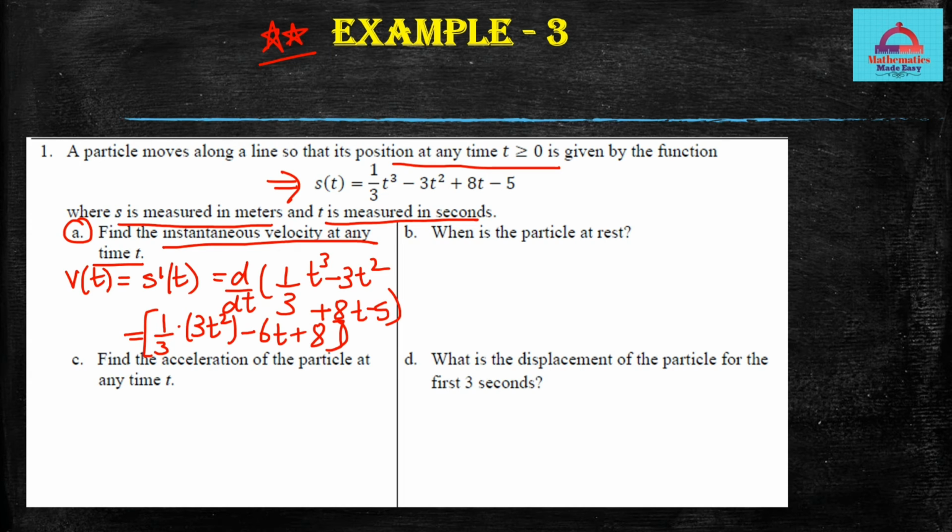Now for B part, when is the particle at rest? I will change color. So if the particle is at rest, we can say the velocity of the particle is going to be 0. So that means the velocity that you have got here, you have to put that value as equal to 0 and then calculate your time from there. So let me take A part here. We are going to use the A part for the B part. So this is same as t square minus 6t plus 8. It's a quadratic equation in t, which is going to be equal to 0. That means we have to calculate the factors and do the middle term splitting to get the value of t.